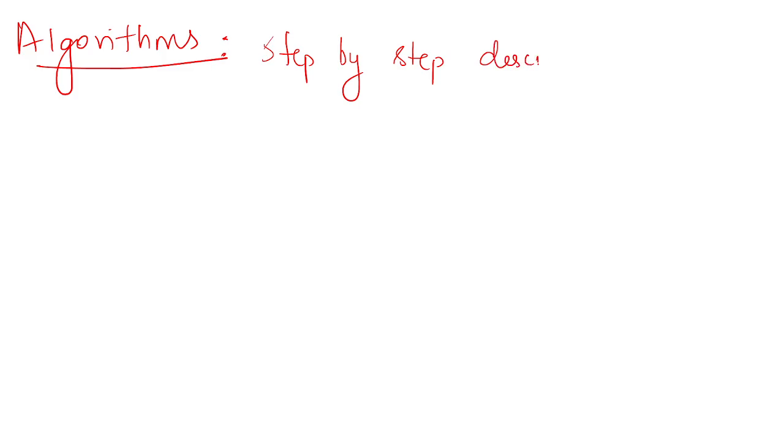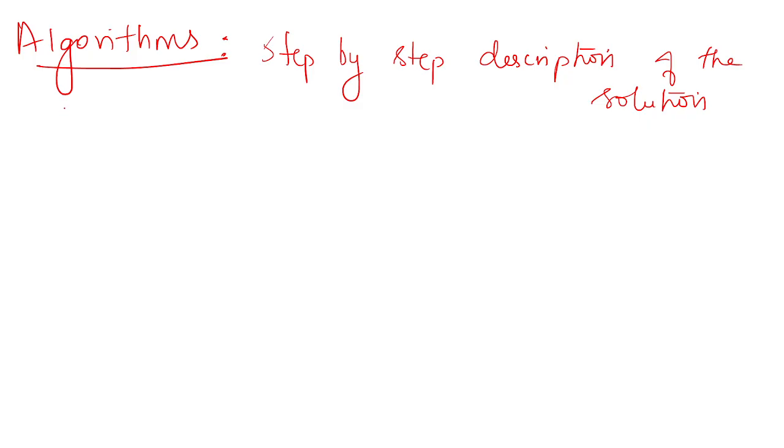In class we have discussed this in different scenarios and different contexts, but still we will see one example here. An algorithm is a step-by-step description of how you're going to solve the problem, a description of the solution. So it's going to be a step-by-step description.